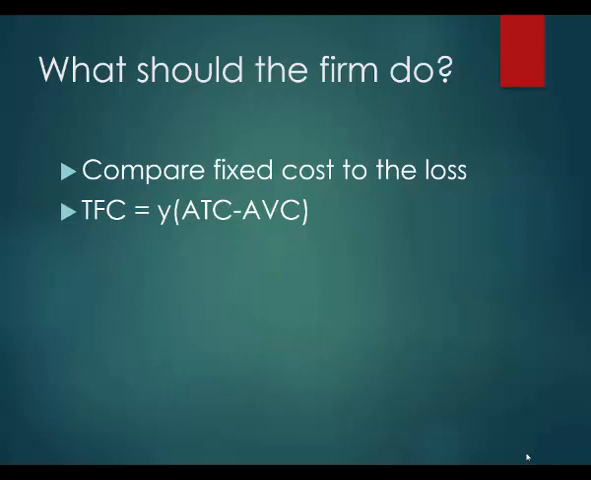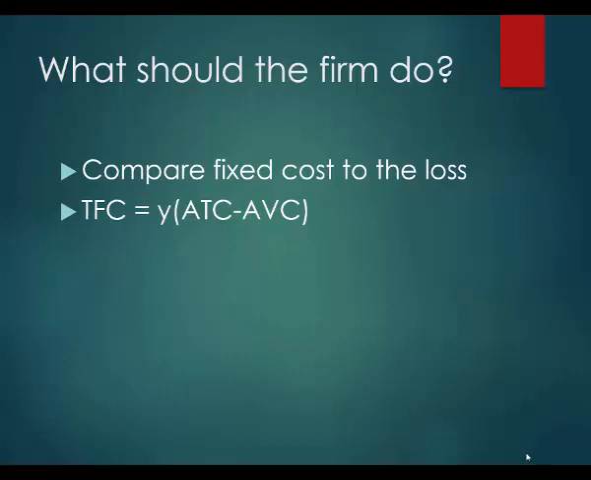So what you want to do is find a rectangle that represents the fixed cost. In this case, the height of that rectangle is going to be the average total cost minus the average variable cost. Remember, our fixed costs are always sandwiched in between the total cost and the variable cost. And then the base is going to be our output, Y star in this case, where we're going to be profit maximizing, or in other words, loss minimizing.